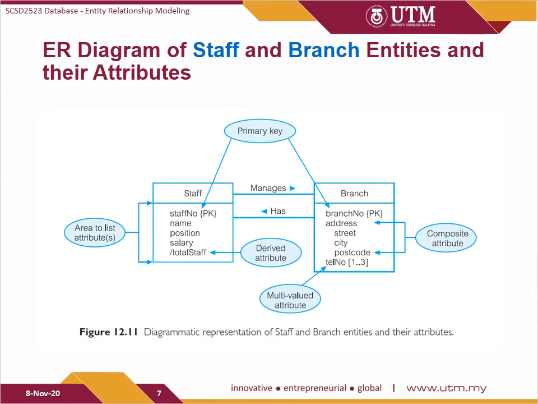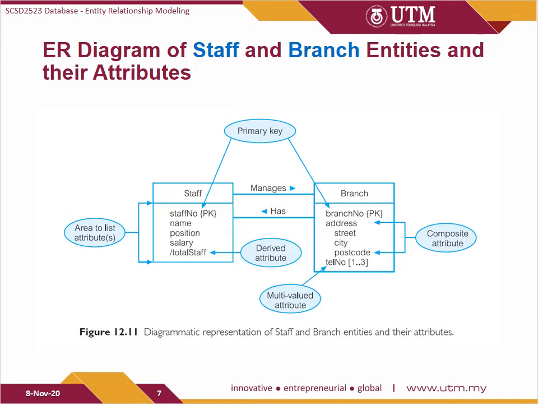This figure shows the ER diagram for the staff and branch entity types and their associated attributes. The first attribute to be listed is the primary key for the entity type. As shown in this figure, the primary key of the staff entity type is the staff number attribute, and the primary key of the branch entity type is the branch number attribute.